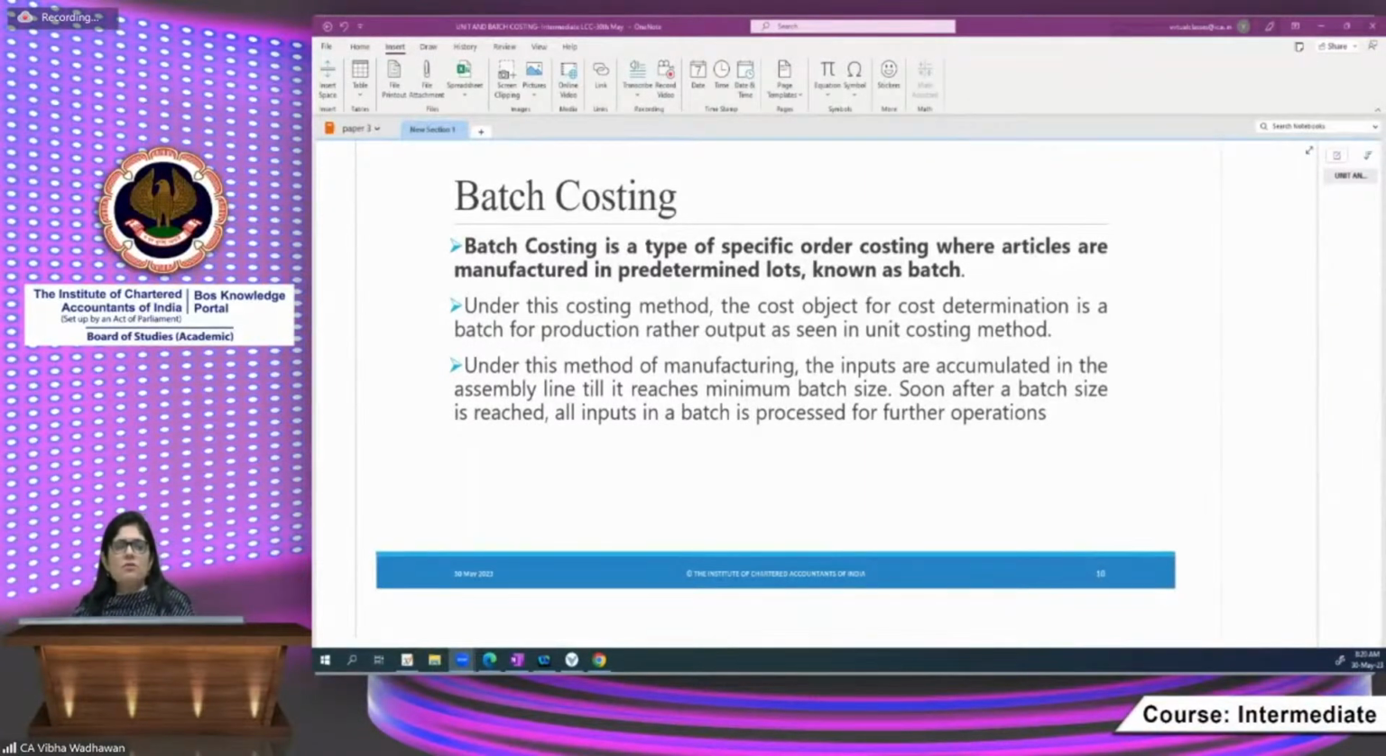All right. So batch costing is particularly used in pharmaceuticals, or let us say in food products. So 1 lakh fruity packets are together produced in one batch.